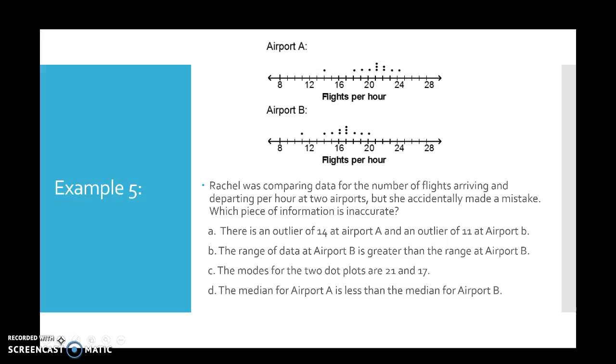Okay, so airport A and B. Rachel's comparing data for the number of flights arriving and departing each hour at 2 airports, but she accidentally made a mistake. Which piece of information is inaccurate? So which is not true? So go ahead and I want you to write range, median, and mode for both graphs before you even take a look at your answer choices. And then see if you get it right.